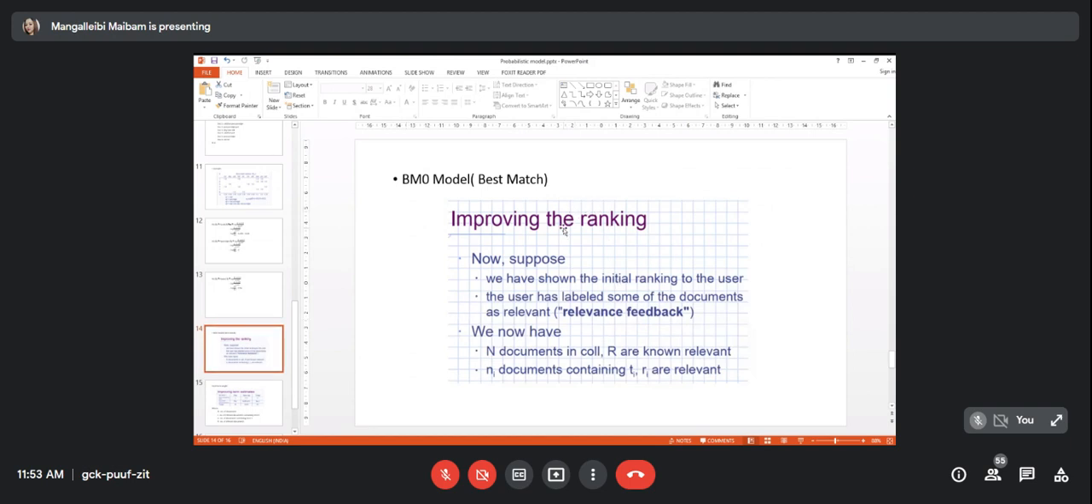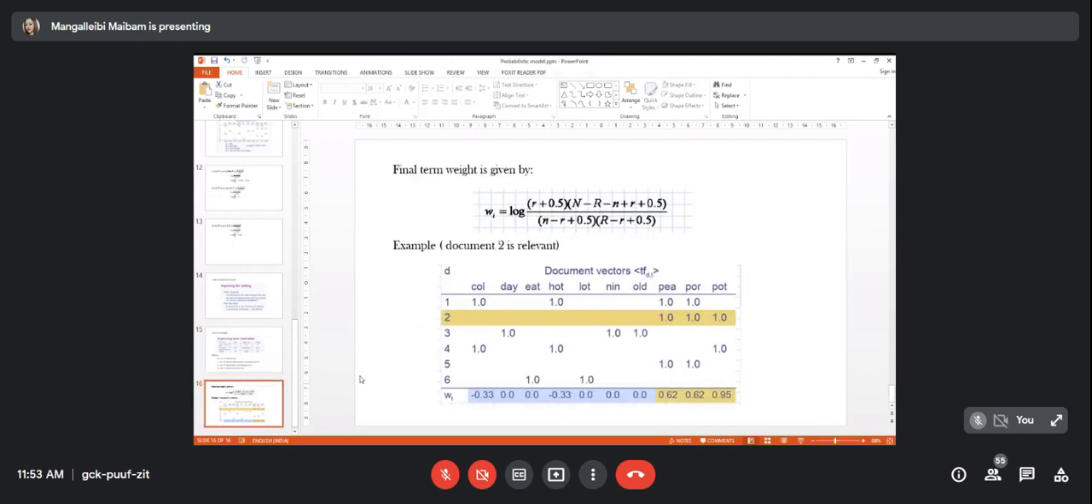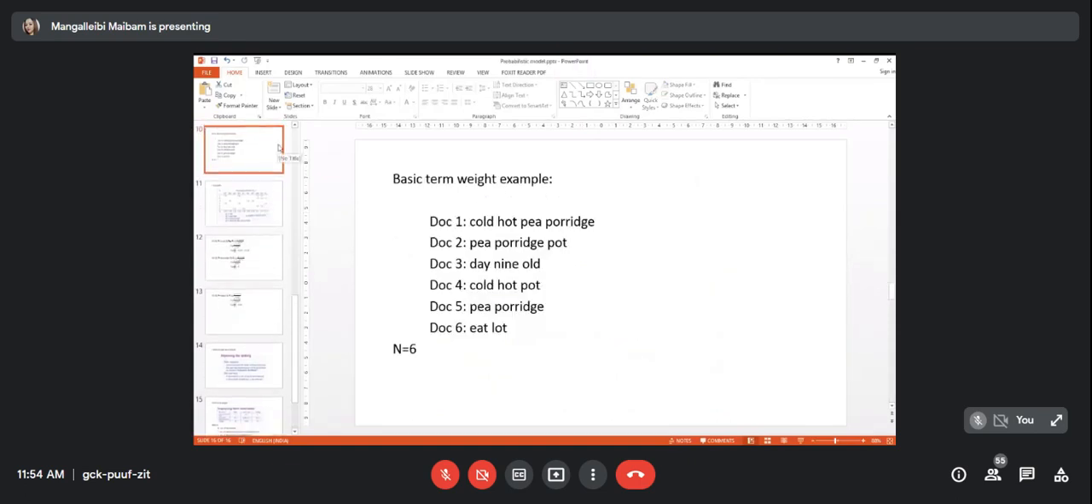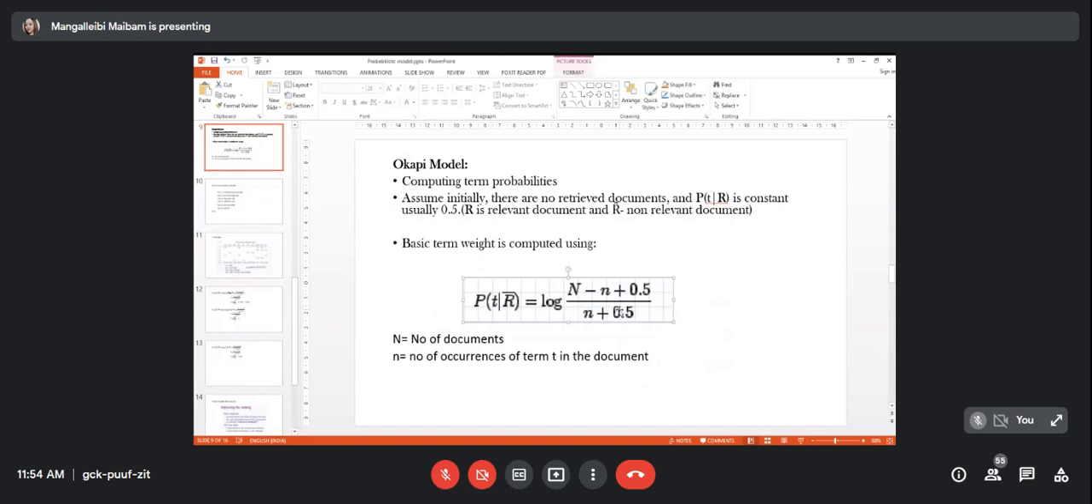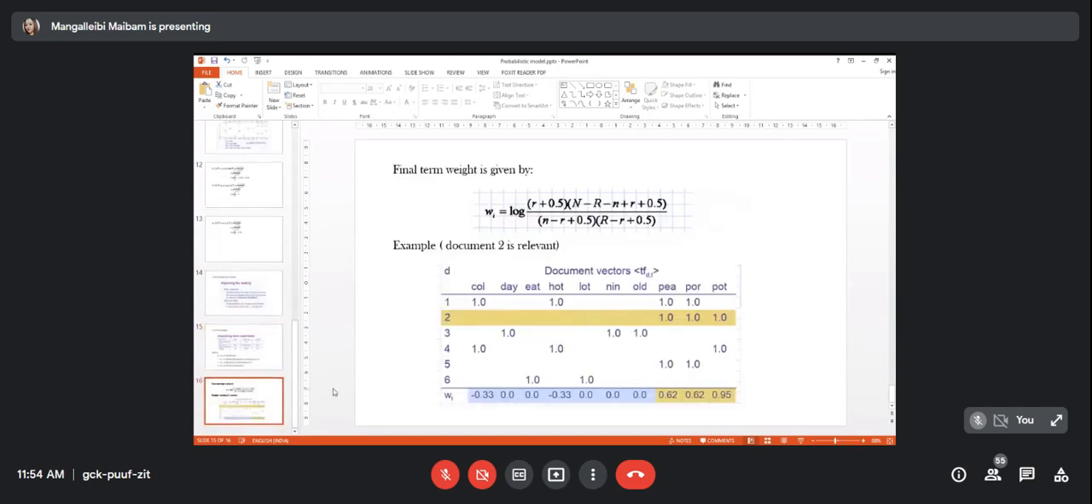So improved ranking we will do tomorrow. Improved ranking is a little bit lengthy. It is the same, only here we just add one final term weight. We just add this table and the same formula, we are adding R here for the 11th document. See, this is the formula for basic term weight, and this is the formula for improved ranking.